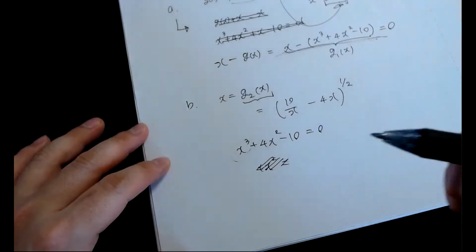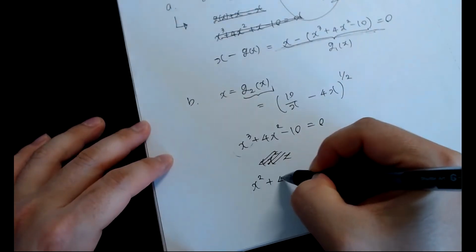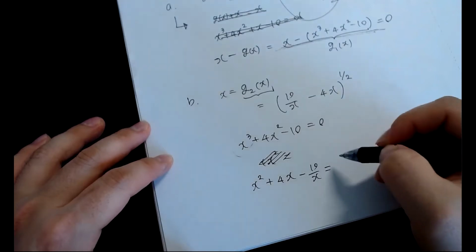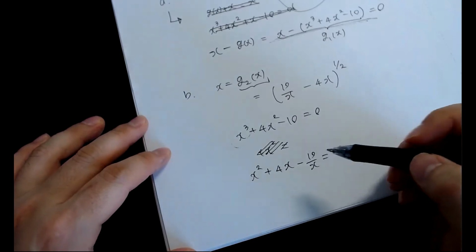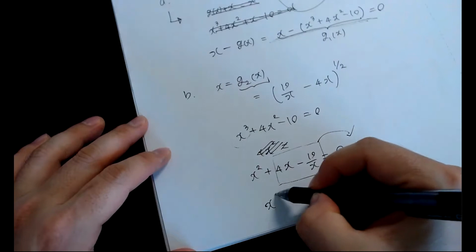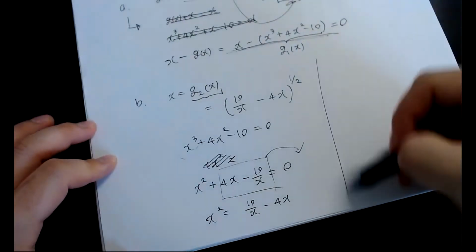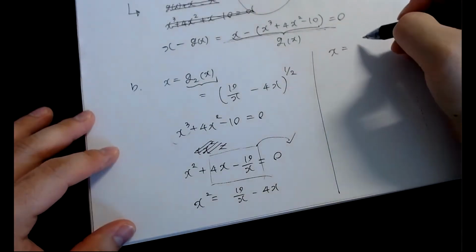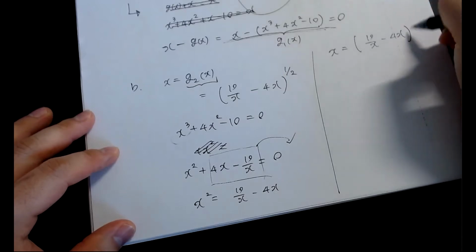The B, we just divide by x first. Then we get x squared plus 4x plus minus 10 over x equals 0 over x. But 0 over x is 0, right? Then we move the 4x minus 10 over x to the right hand side. Then x squared is equal to 10 over x minus 4x. And then we take a square root. Then x is equal to the square root of 10 over x minus 4x, to the 1/2.